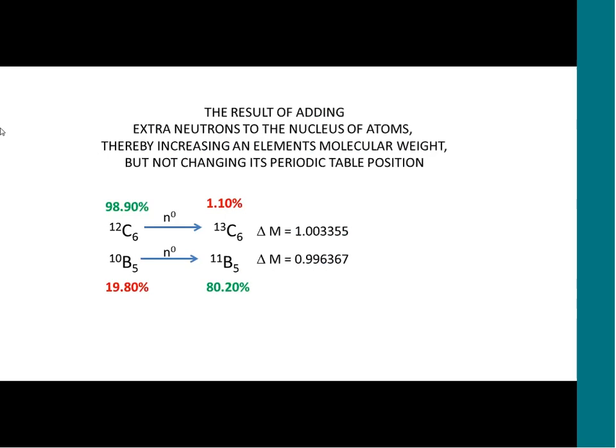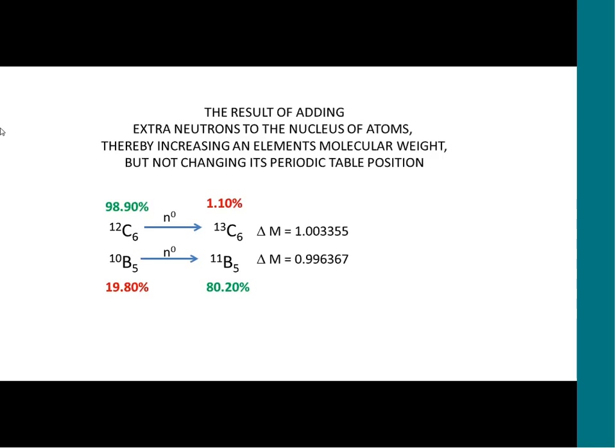Well, where do isotopes come from? Now, you know, we've all had Chemistry 101, some of us longer ago than others, so very briefly, you all know that isotopes come from the result of adding extra neutrons to the nucleus of an atom, thereby increasing an element's molecular weight, but not changing its periodic table position, and that's where the word isotope comes from.